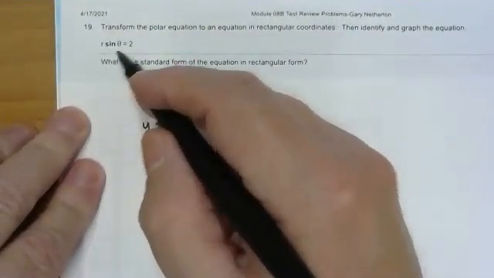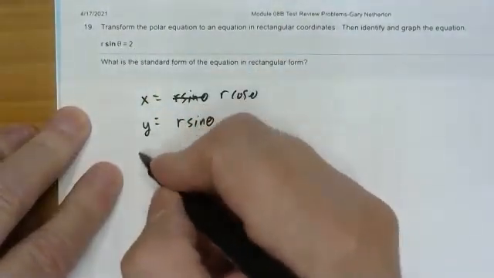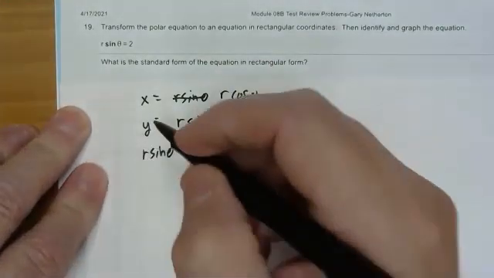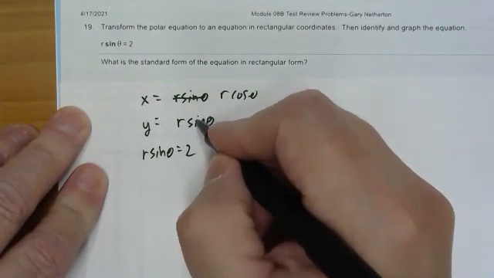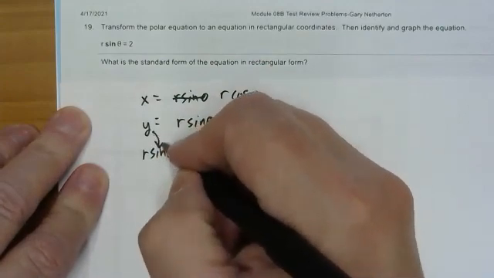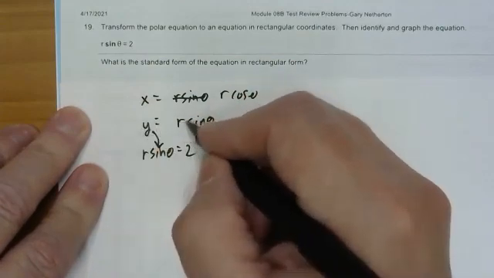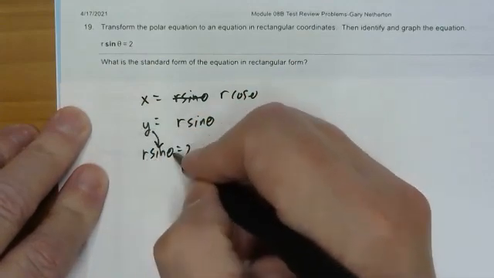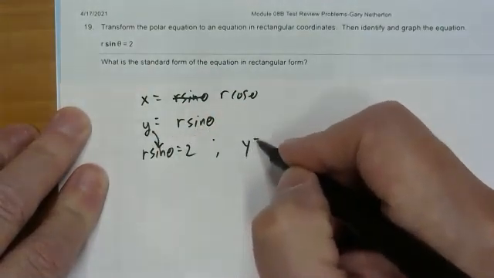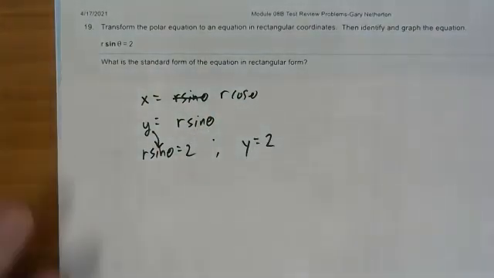And look what I've got: r sine theta equals 2. How about if I just replace the r sine theta with y? Since y equals r sine theta, I can replace r sine theta with y. And then I get y equals 2. And what is y equal to?